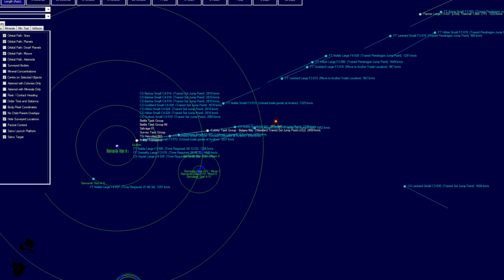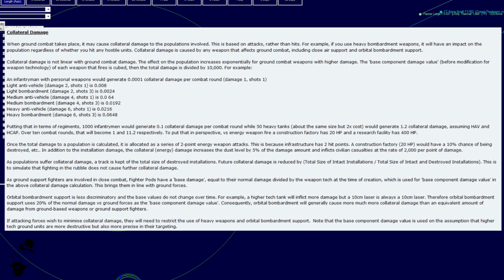And last thing for today, we're going to talk about collateral damage, that fun little side effect of war. When ground combat takes place, it may cause collateral damage to the population involved. This is based on attacks rather than hits. For example, if you use heavy bombardment weapons, it will have an impact on the population regardless of whether you hit any hostile units. Collateral damage is caused by any weapon that affects ground combat, including close air support and orbital bombardment support, something we're going to talk about tomorrow.